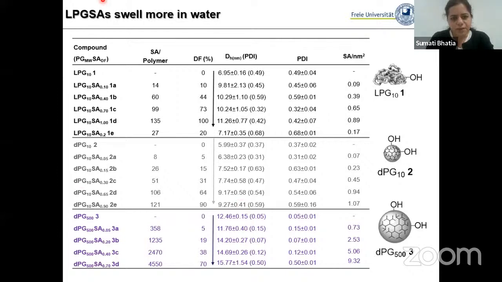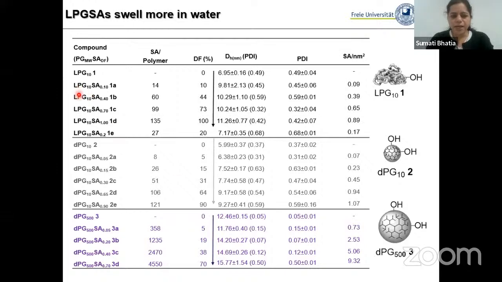So here you see that in the case of linear polyglycerol, the size increased from 7 to 11 nanometer. And this is a 10 kDa polymer backbone. And with a similar molecular weight 10 kDa dendritic polymer backbone, the size increased from 6 to 9 nanometer. And similarly for 500 kDa, which is a much bigger polymer backbone, the size increased from 12 to 14 nanometer.